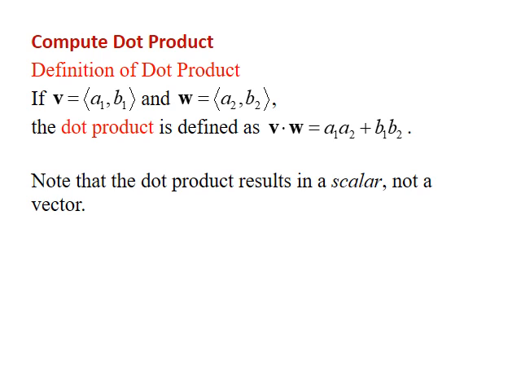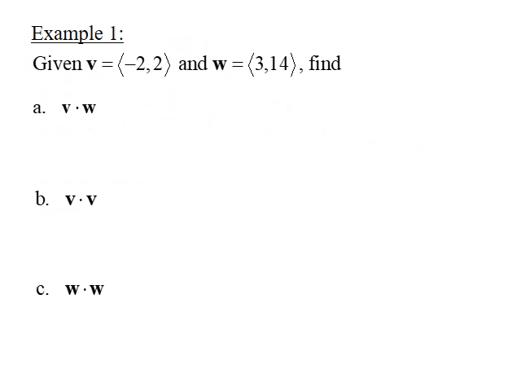The dot product is represented in this way, and it's important to not be confused that this is multiplication, because it's not. The dot product results in a number. It's not a vector, so it results in a scalar. Basically, you'll multiply the horizontal components, and then add it to the product of the vertical components, which is shown right here. It's pretty straightforward, so let's give it a shot.